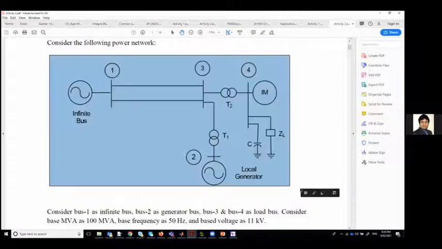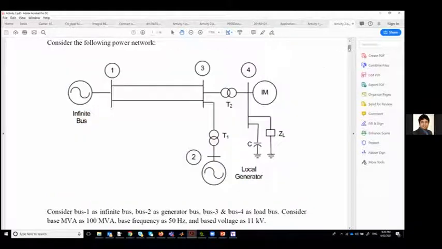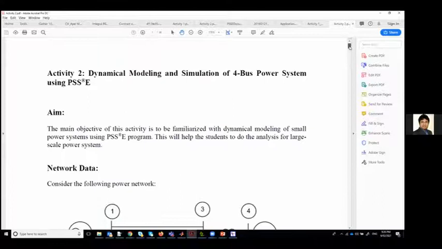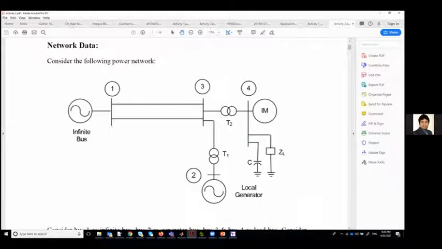This is taken from a book called Voltage Stability by T.V. Cutsem. Okay, he's a European author. So we took this system from his book actually, and when we do this study, first we need to do the static model and then we need to do the dynamic model. So whatever I presented so far, that covers the static model.